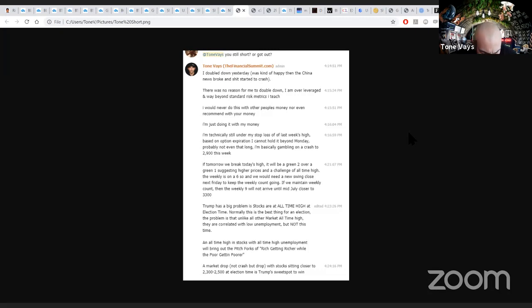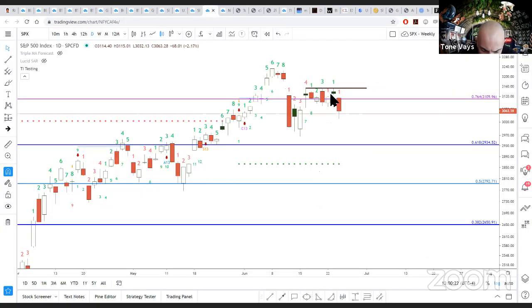If tomorrow, and this is the important part, we break today's high, it will be a green 2 over a green 1, suggesting higher prices and a challenge of all-time highs. Now, let's specifically talk about that. Yesterday, as you can see, we're on a green 1. And I wrote this yesterday, even though my double down came here on the red 1.